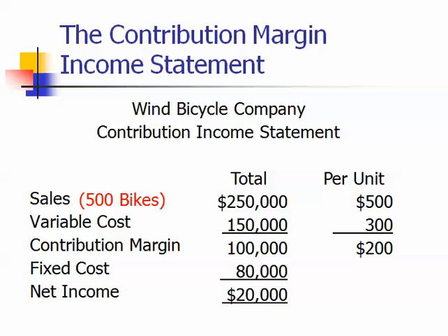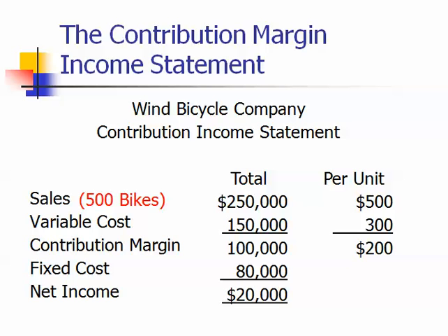One of the more useful features of our contribution margin income statement is to express our sales and our variable cost on a per unit basis. If the Wynn Bicycle Company had sold 500 bicycles, then the per unit selling price would have been $500. That's the $250,000 in total sales divided by 500 bikes. And our variable cost per unit would have been $300, which is again the $150,000 in variable cost divided by 500 bikes. This means the Wynn Bicycle Company is making a contribution margin per unit of $200 per bicycle.